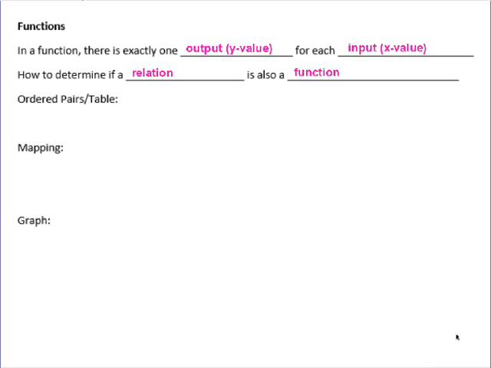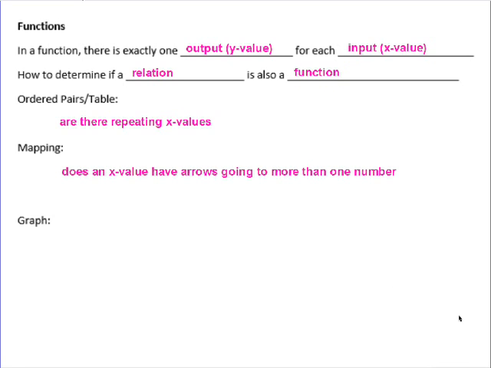Alright, so depending on the way that our relation is represented, there's different ways to determine if it is also a function. So if I'm looking at a set of ordered pairs, or if I'm looking at a table, I'm looking for repeating x values. If there is an x that appears twice in a table, it is not a function. If there's an x that appears twice in a list of ordered pairs, then that relation is not a function.